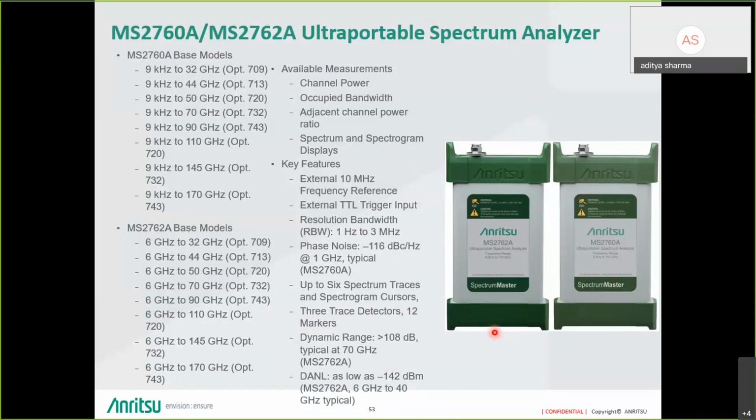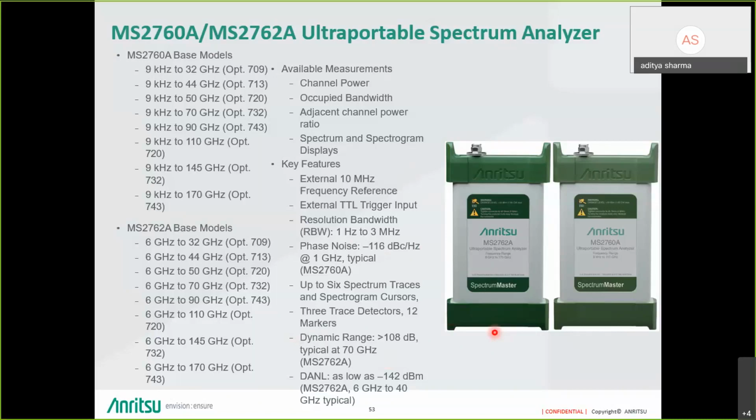It directly takes power from the USB, which is connected to a laptop or a tablet, a Windows-based tablet, and the user can connect it and do the measurement using it. We have two models, which are MS2760A and MS2762A. MS2762A starts from 6 gigahertz. The rest of the model is the same, just it starts from 6 gigahertz instead of starting from 9 kilohertz.